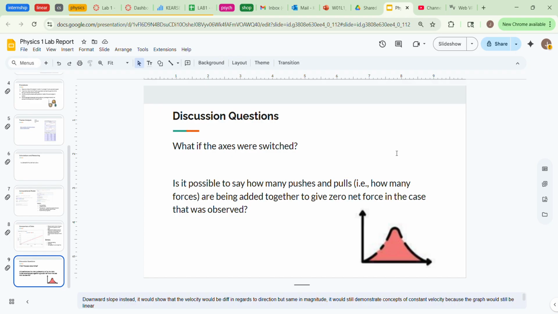And what if the axes were switched? It would show a very similar graph, just a different slope of the line. And is it possible to show how many pushes and pulls being added together to give 0 net force?